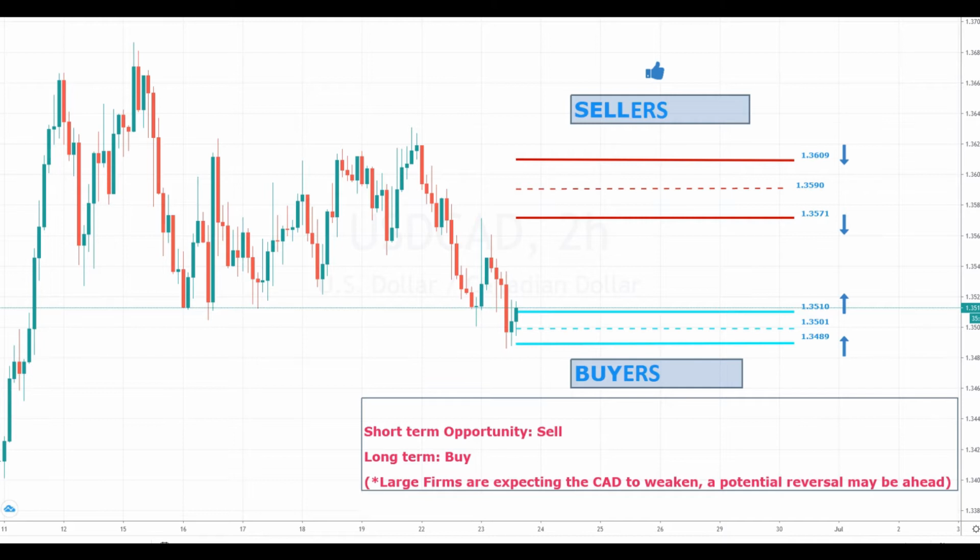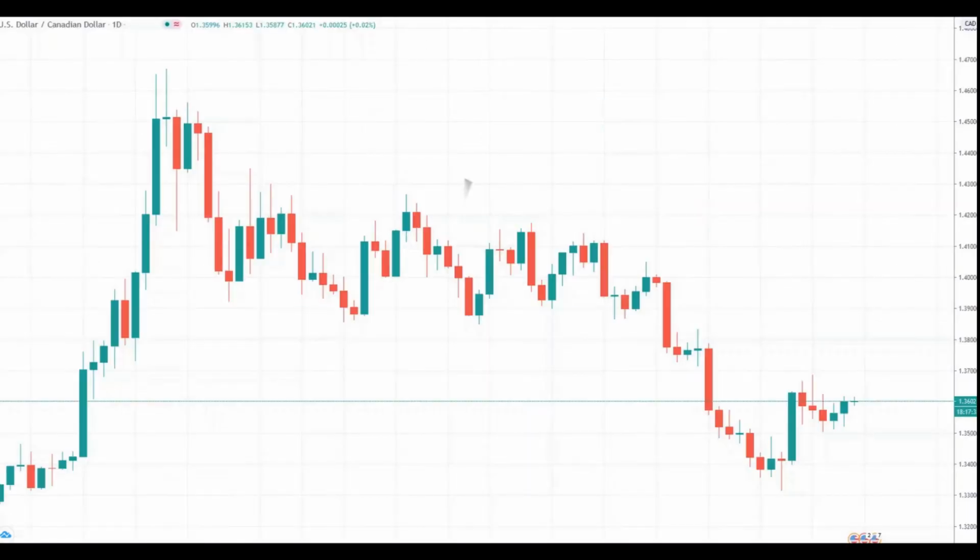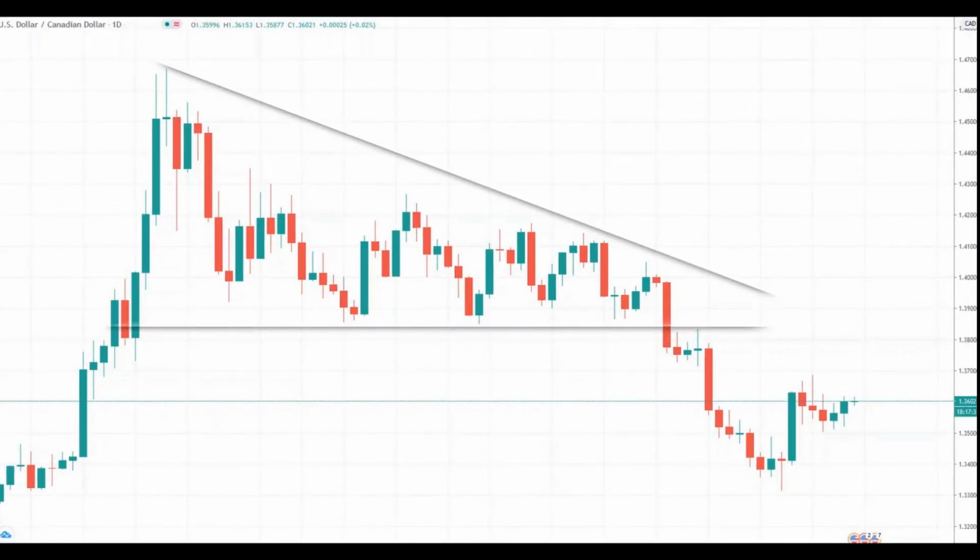However, the professionals are not going to buy USD CAD without baiting retail traders to do the complete opposite, as they accumulate and continuously bring prices lower, in order to get the best price every time they buy. When they buy the USD Canadian pair and take a long position, they expect the US dollar to be stronger than the Canadian dollar.